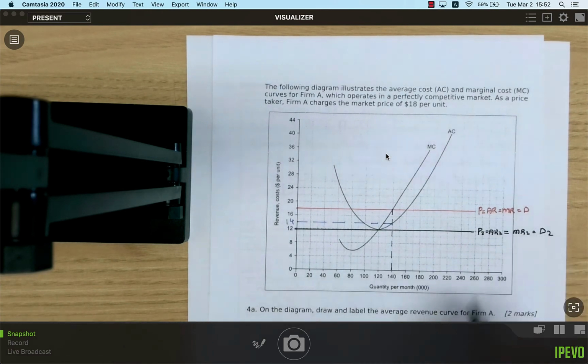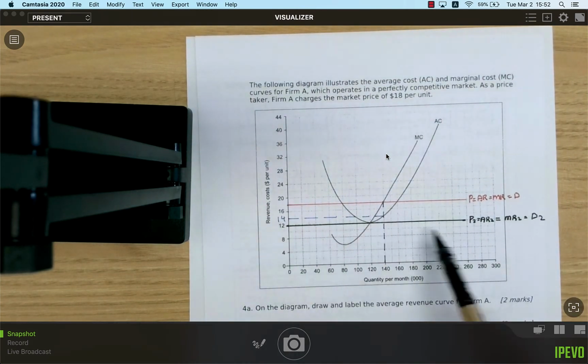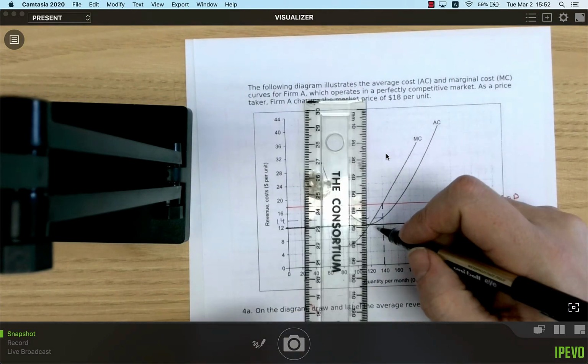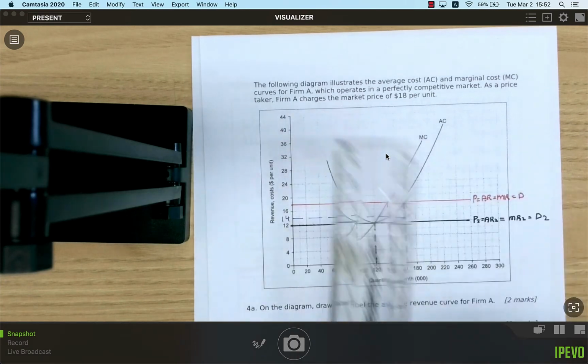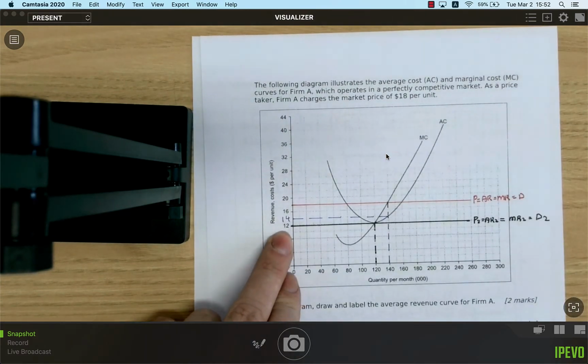All right, now they're still profit maximizers, so they're going to be producing that quantity where MC equals MR. Well, this is the MC curve, this is the MR curve. So we go down here and we say 1, 2, 3, 4. Excuse me, the equilibrium price is going to be $12 per good.